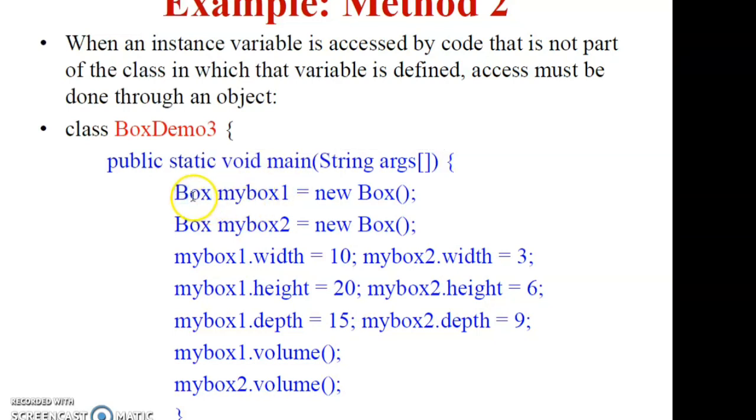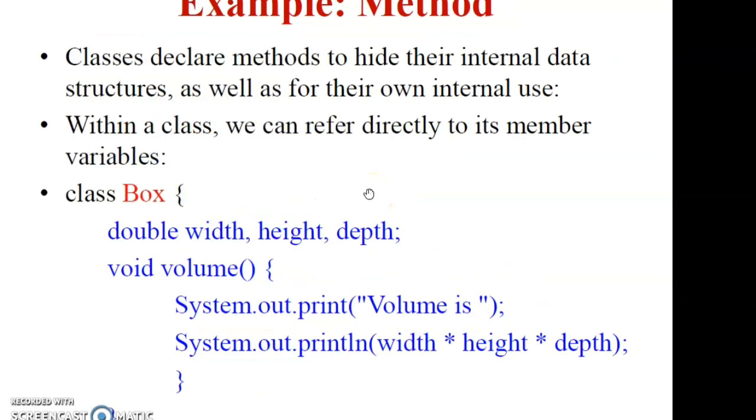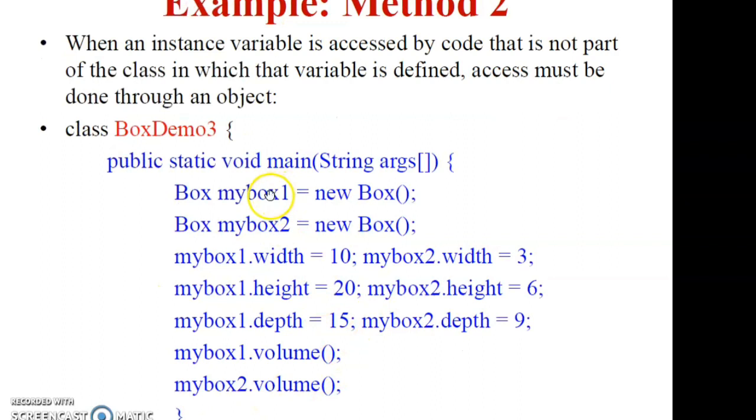So here you can see Box myBox1 equals new Box. What is the meaning? We have created an object named myBox1 of type Box. What is Box? Box we have defined here. This is the Box class. So we created the object myBox1 with all properties defined in Box. We again created another object, myBox2, of the same type Box. All the properties defined in Box also come to this object. So both objects have taken values from the same class Box.